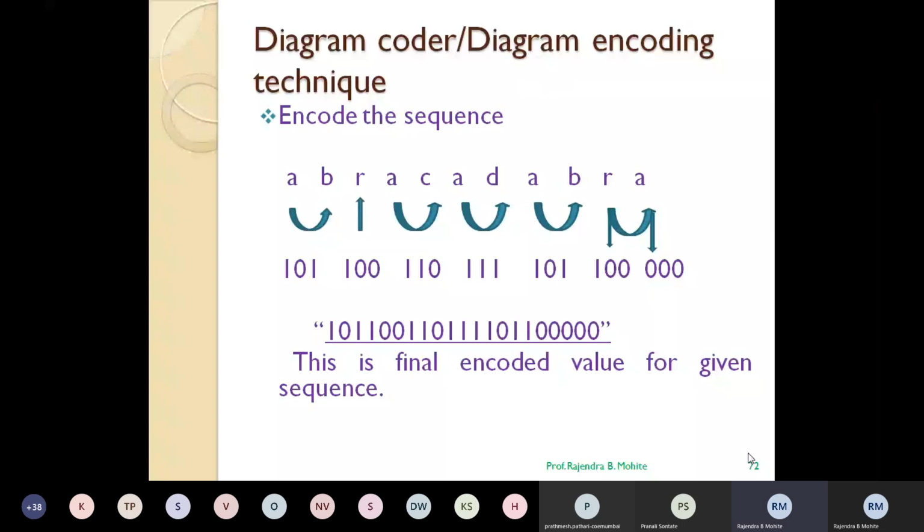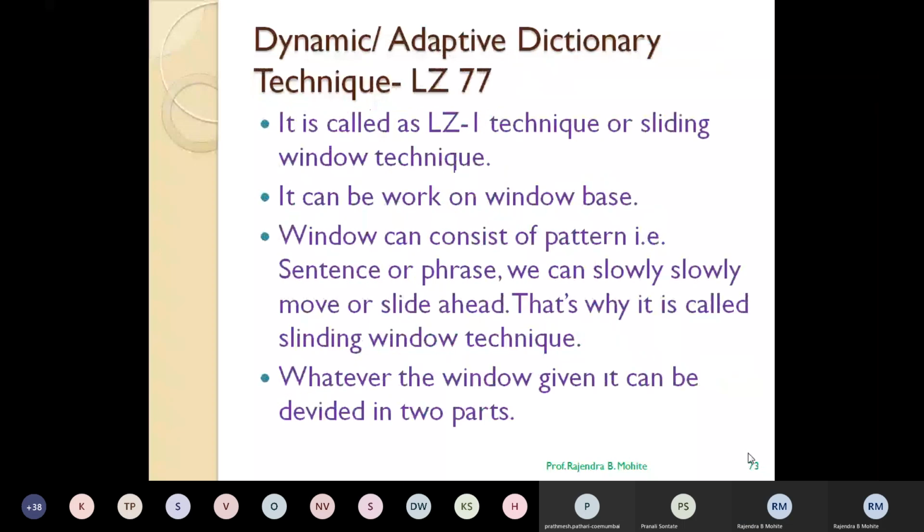There is a dictionary given to you, so based on that, you have to encode the sequence. So this is all about the digram coding. This is the type of static coding, the static dictionary. Moving towards the second type of dictionary, it is called a dynamic or adaptive dictionary technique.